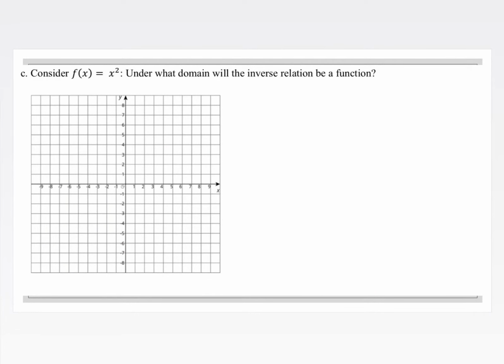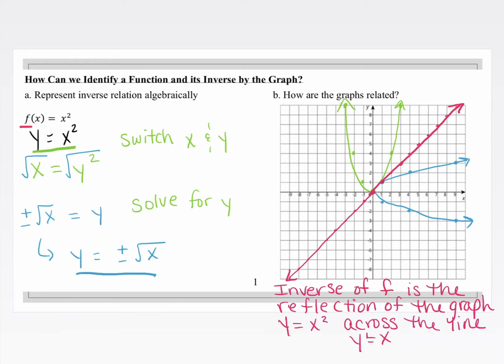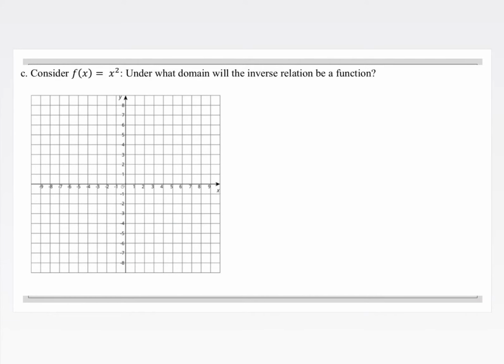Moving on to part C though, I want to consider my function f of x equals x squared. Now we had our inverse function that we had in blue here. But specifically, under what domain will the inverse relation be a function? Because it's not guaranteed that the inverse is a function. So if we look at our first graph for y equals x squared, or f of x equals x squared, we have this parent function here.